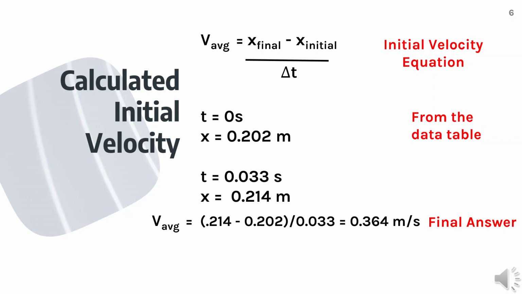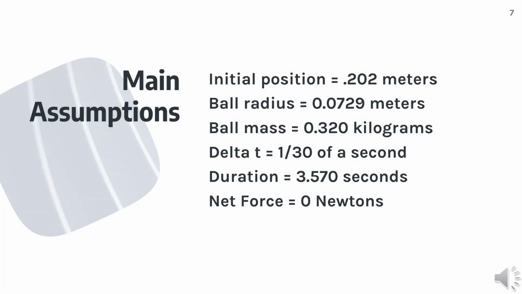Going back to the equation for Newton's second law, there are a few more assumptions I need to make in order to fully predict the object's motion. In addition to the initial velocity, I am assuming the initial position is the same as the position of t equals 0 on tracker. I selected the ball's radius as 0.0729 meters, which is equivalent to my water bottle's radius of 2.87 inches. Similarly, for my ball's mass, I converted the 11.3 ounces to the SI units of kilograms. I kept both the delta t and the duration the same from tracker. Lastly, I assumed the net force is 0 newtons.